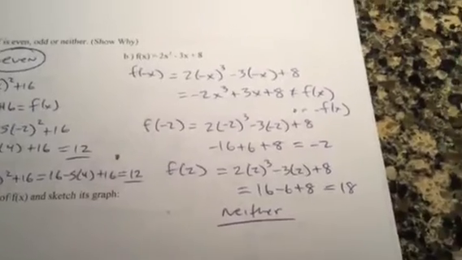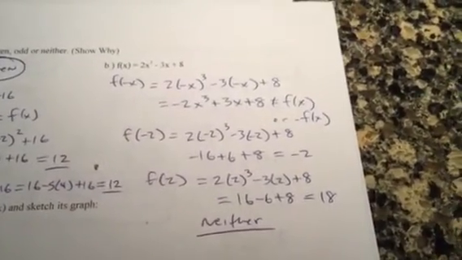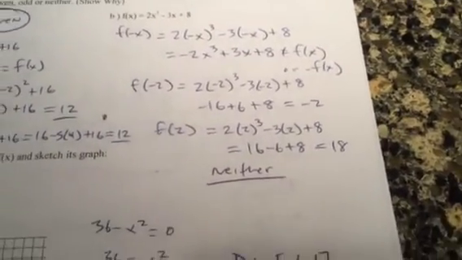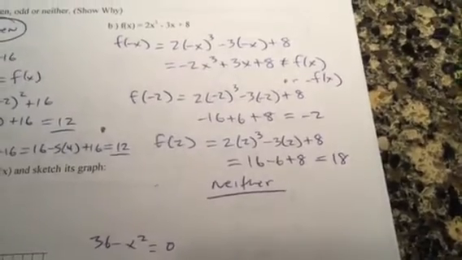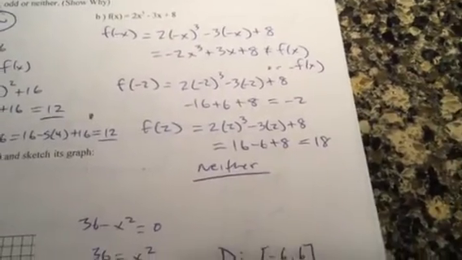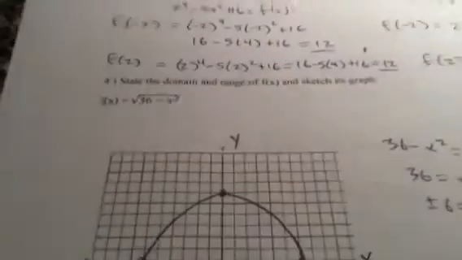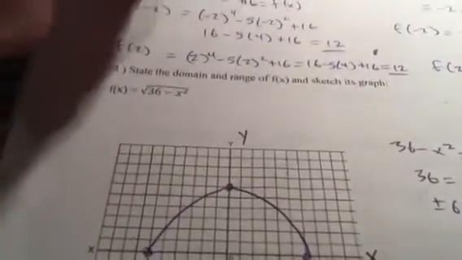Number 3, 3b, that is. You don't get the same or the opposite. Notice if you plug negative 2 in and positive 2, you don't get opposite answers. You don't get the same. It is a neither.